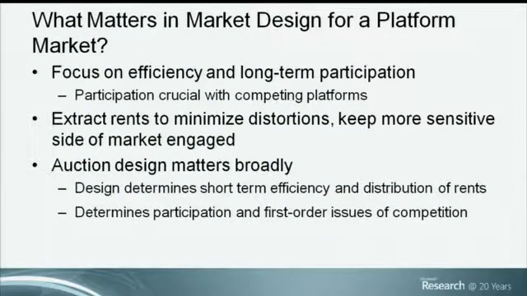So when we think about designing a platform market, we want to focus on efficiency and long-term participation. And participation is especially important with competing platforms.